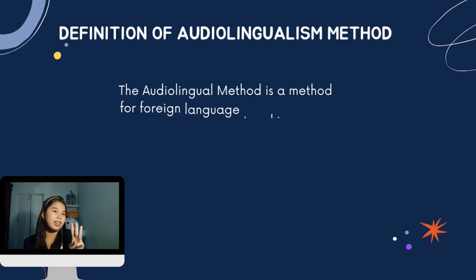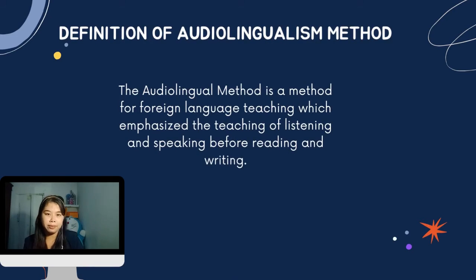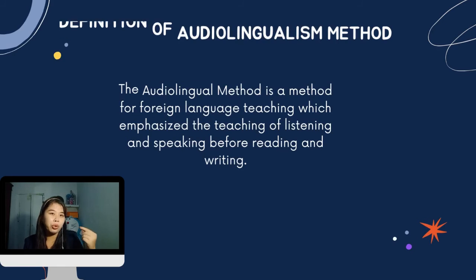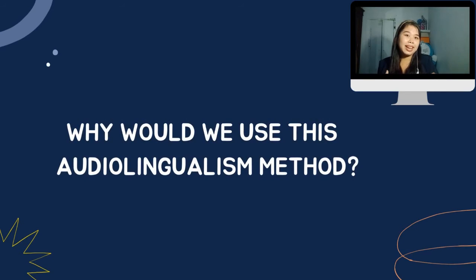Next, the third method that I can tell is the audiolingualism method. The audiolingualism method is a method for foreign language teaching with emphasis on the teaching of listening and speaking before reading and writing. This method is a combination of behavioral psychology and linguistics. In the audiolingual method, the student first hears a language, later they speak the language, and after that they read and write in it.